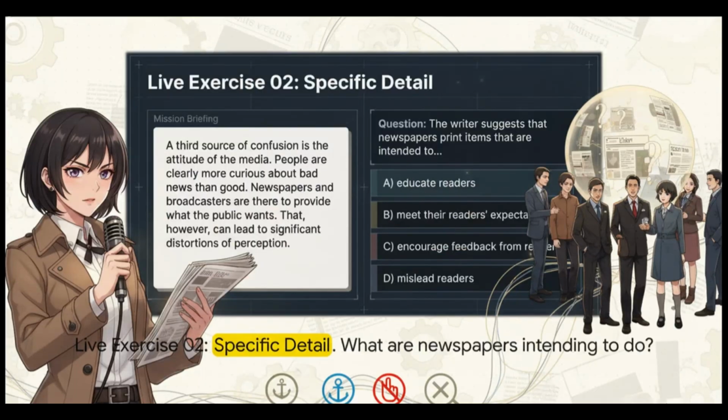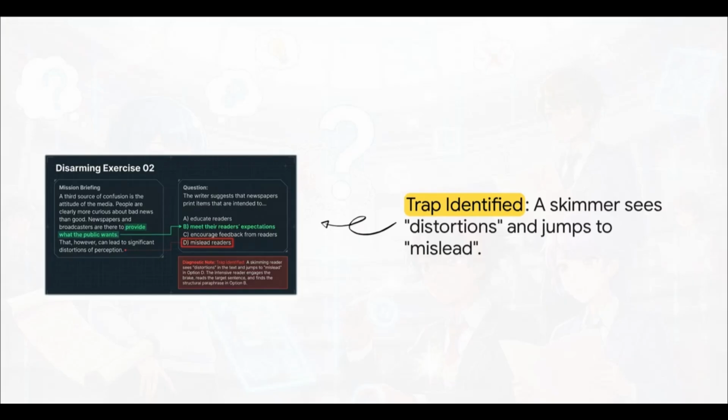Okay, mission number 2. This one's about finding a specific detail. The text talks about the media and what the public is curious about. And the question for you is, what are newspapers trying to do when they print certain stories? You know the drill. Anchor, locate, break, and eliminate. Your turn.